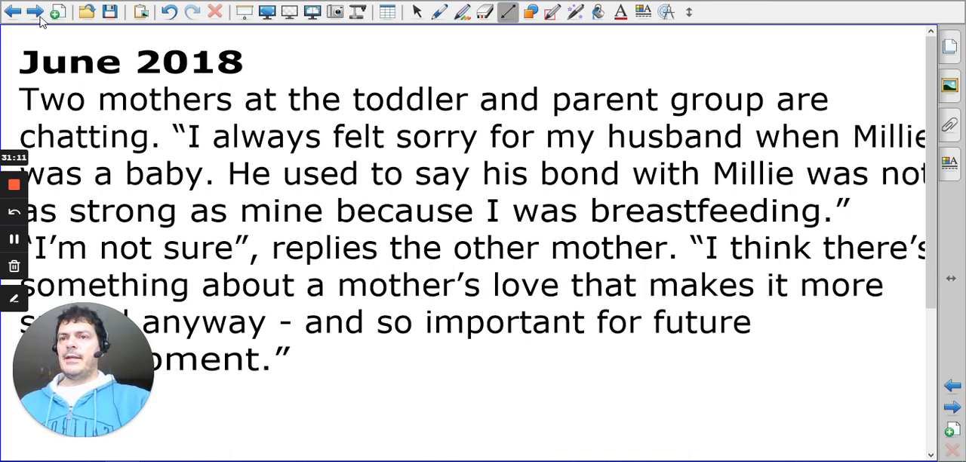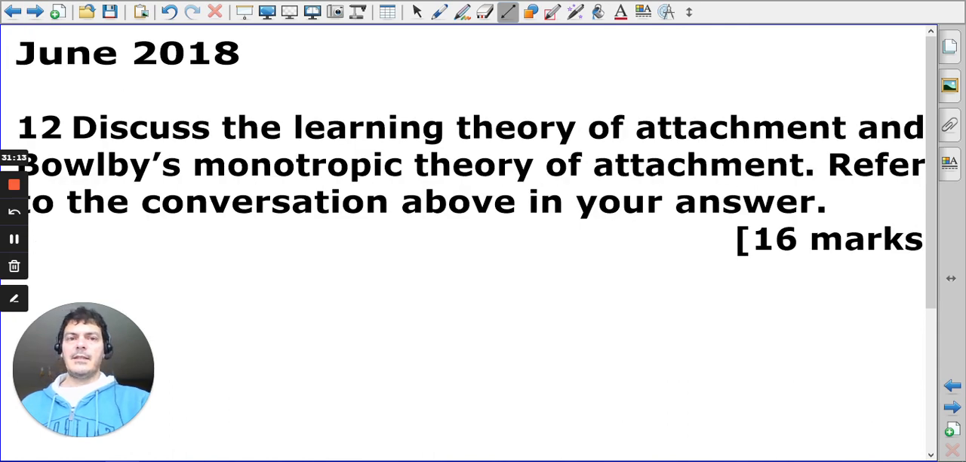And then the question looks like this: discuss the learning theory of attachment and Bowlby's monotropic theory of attachment. So in other words, it's asking us to discuss. We need knowledge of the two theories, and potentially you could even look at the contrast of the two based on what the two people are saying about attachment. And for a 16 marker, a really good question came from June 2018, which means that it's part of the new specification for us.